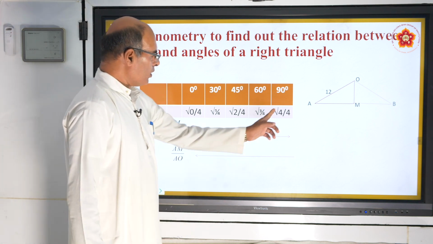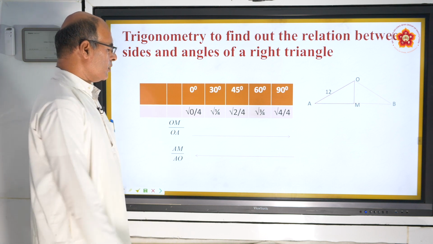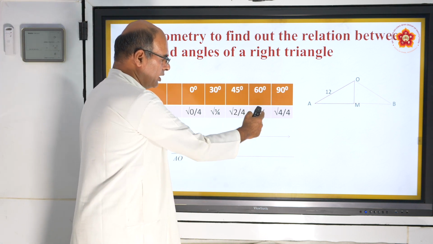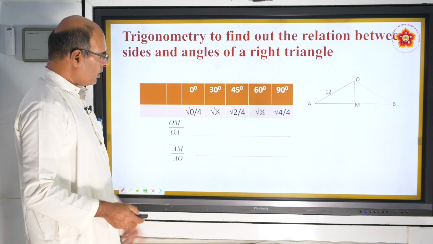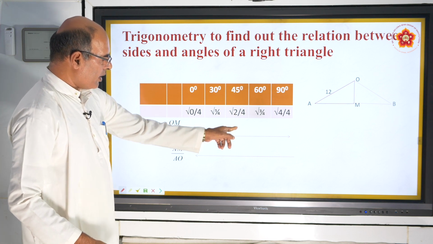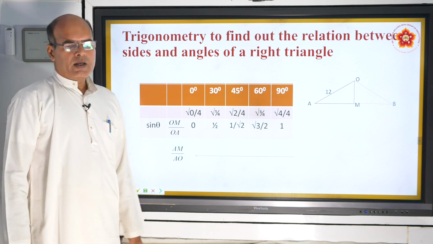So like that here, 4 by 4 is 1. The square root of 1 is 1. So here 3 by 4, its square root: root 3 divided by the square root of 4, which is 2, so root 3 by 2. Here 2 ones are 2 fours, so numerator 1, denominator is root 2. So those are the sine values.